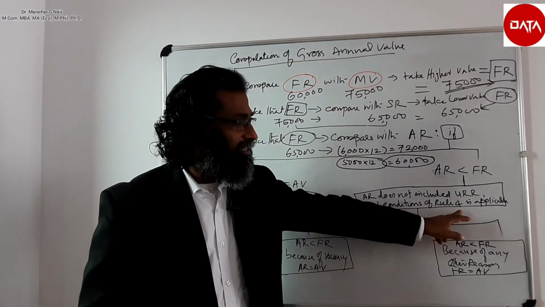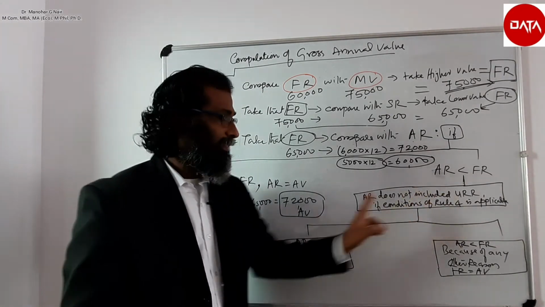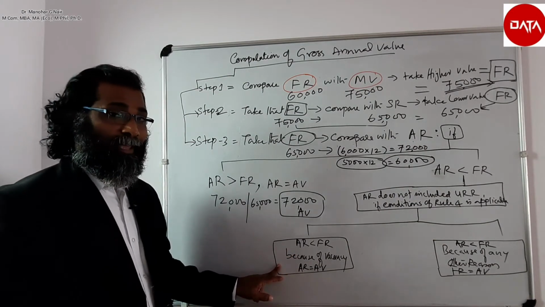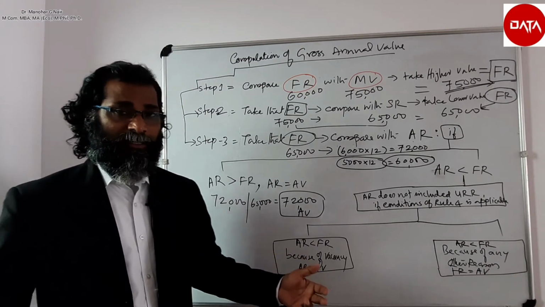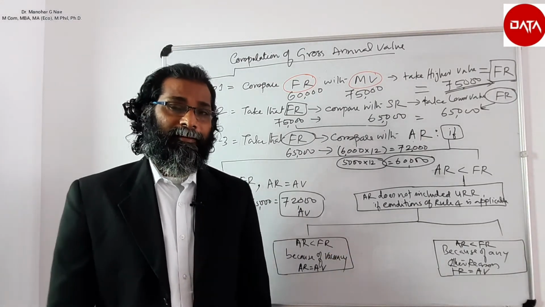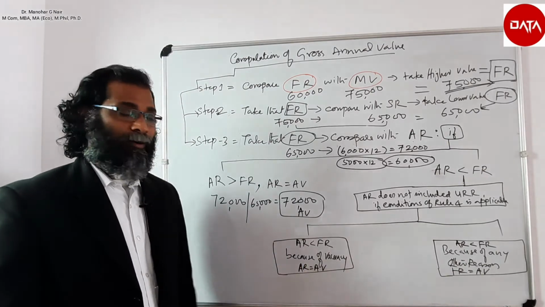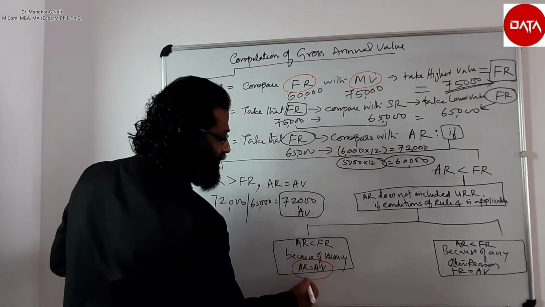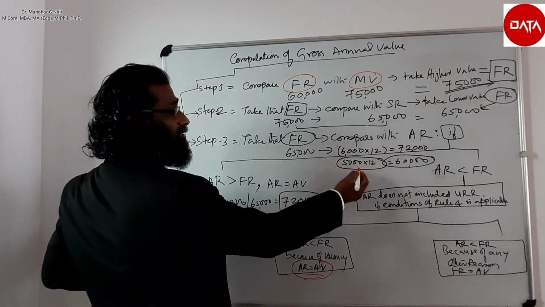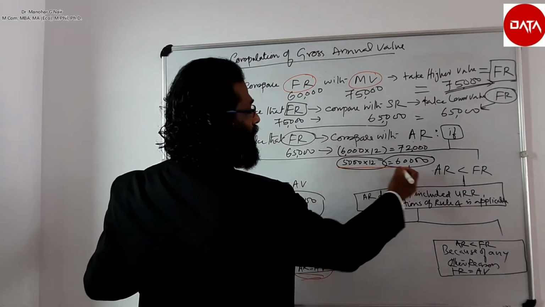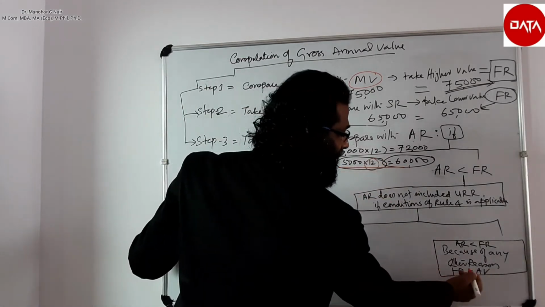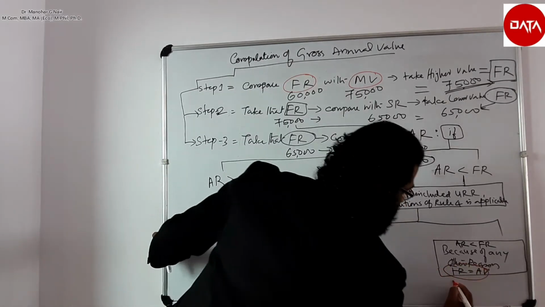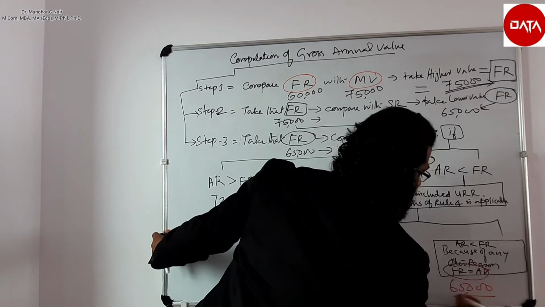So if conditions of rule 4 are applicable, then because of the vacancy, because the building was vacant, the landlord could not find a suitable tenant for letting it out, then the actual rent will be the annual value. Here it is not the case because he has let it out for 12 months. Then the fair rent will be the annual value. Fair rent is equal to 65,000. So the 65,000 will be the annual value.